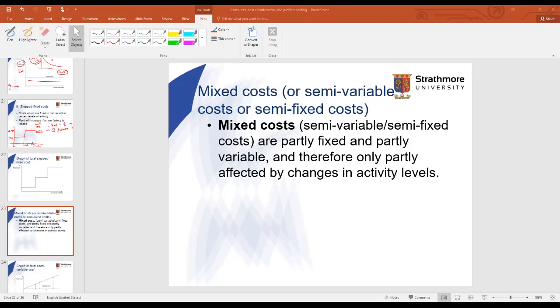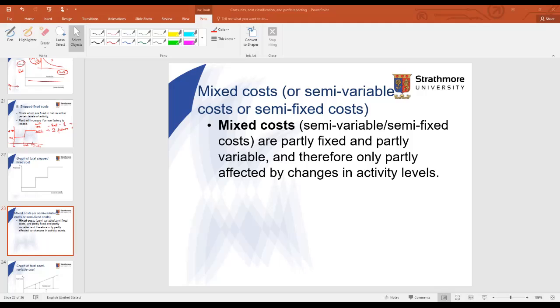So the mixed costs, also referred to as semi-variable or semi-fixed costs, are partly fixed and partly variable. So they have both elements. Some part of them is fixed, some part of them is variable, and therefore they are only partly affected by changes in activity level. So beyond a certain level, the cost becomes variable. Maybe between 0 hours and 7 hours, the pay to this employee is fixed.